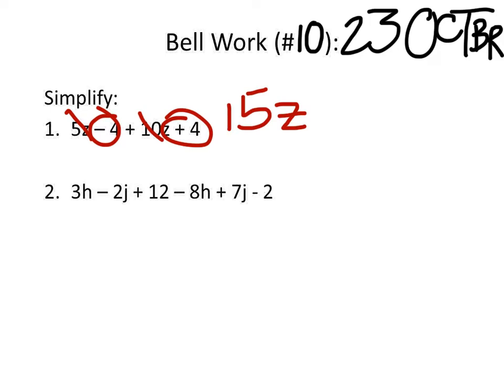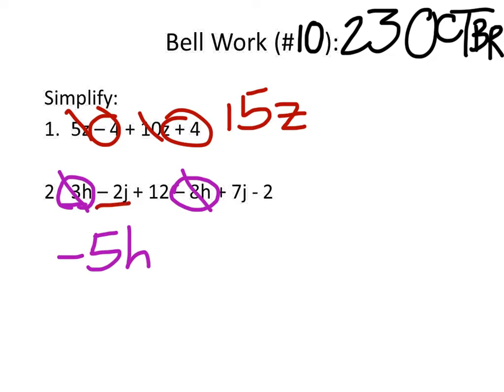All right, on the next problem, how many h's do we have? Well, we got 3 here and negative 8 there. That'd be negative 5 h's. Very good. What about these j's? There's negative 2, and then there's positive 7. Gives us a positive 5 j's.